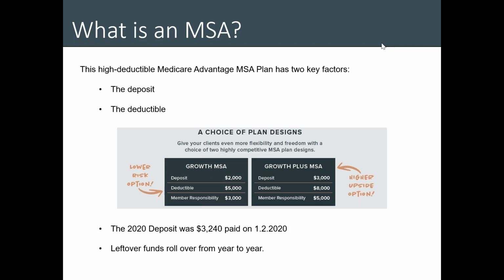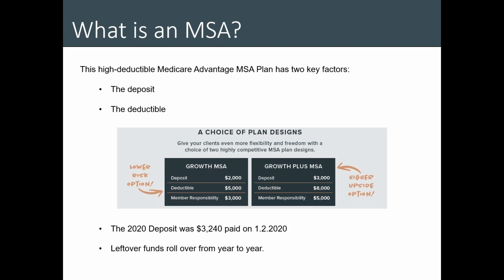Those are the only two things that you need to be aware of with the MSA. I'm sorry, the product, we keep having some issues with this muting for some reason, but there's only two things you need to be aware of with an MSA: the deposit and the deductible. And for 2021, it's gotten even simpler. We've got two product availabilities, two plan options for the client to choose from.